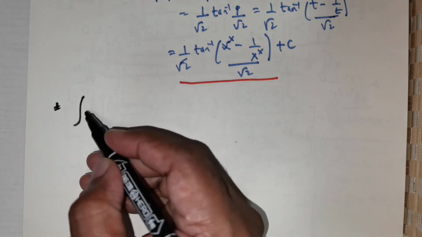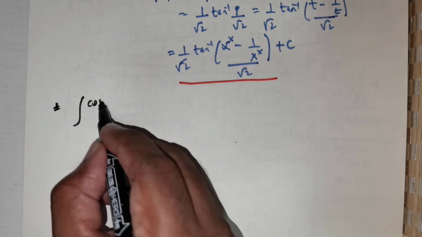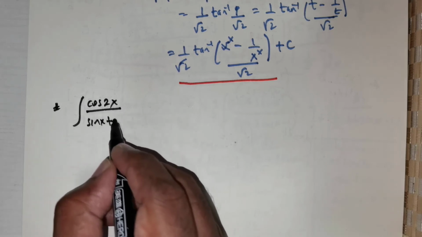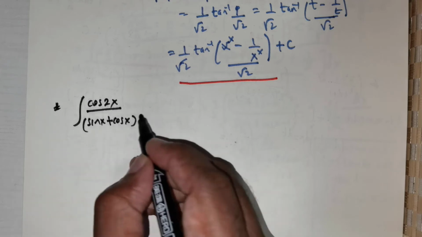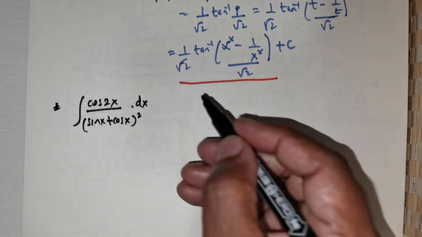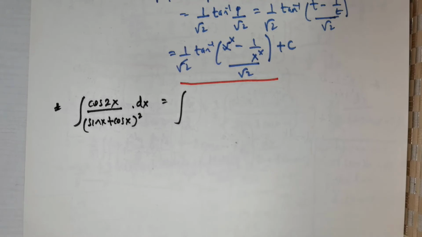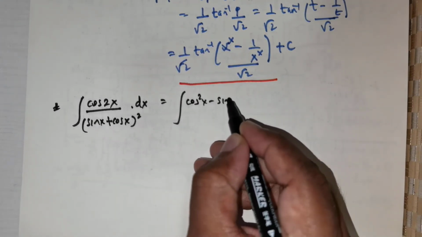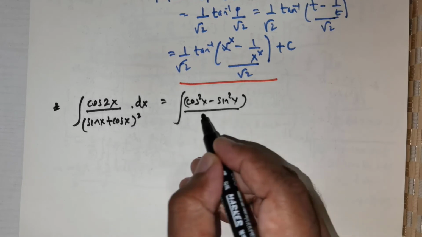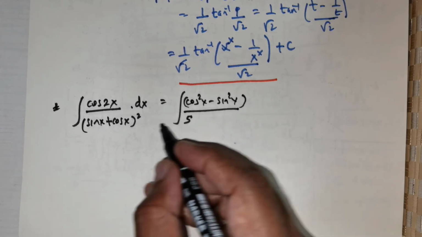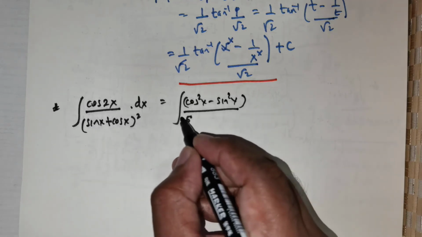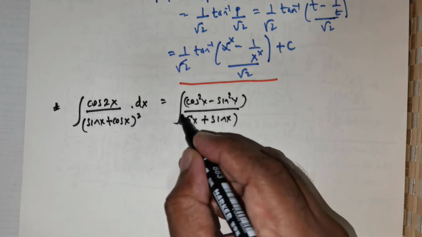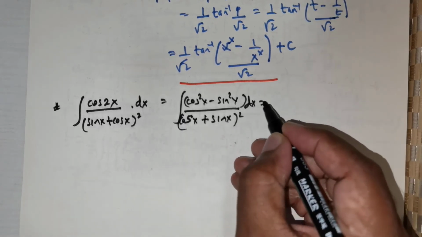We've been asked to integrate integral cos 2x over sin x positive cos x raised to the power of 2 with the differential operator dx. Now cos 2x can be rewritten as cos squared x negative sin squared x divided by, now I'm going to write sin x positive cos x as cos x positive sin x. Of course you got to have the dx there.